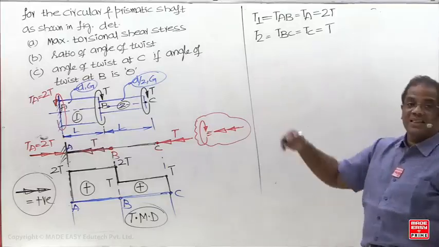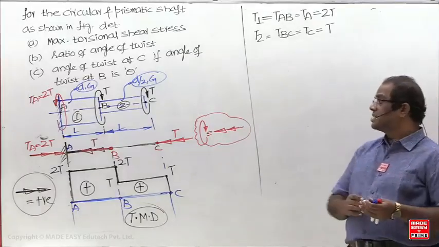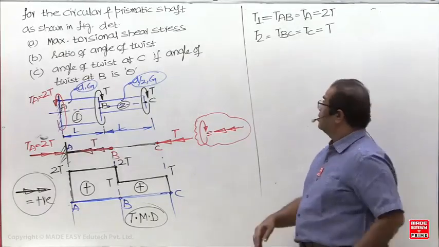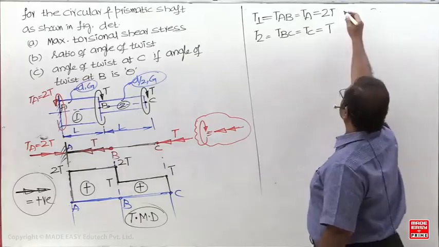Then what is the next step now? Maximum torsional shear stress. Where is the stress maximum now? This is the maximum torque.